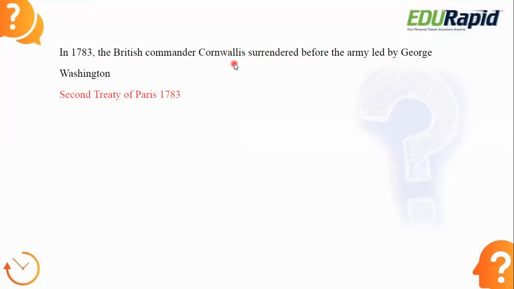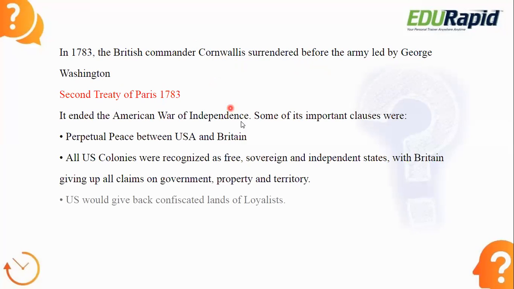Okay, so Cornwallis belongs to the Britishers. He surrendered before the army, which was led by George Washington. So after that, the Second Treaty of Paris happened. That is in 1783.